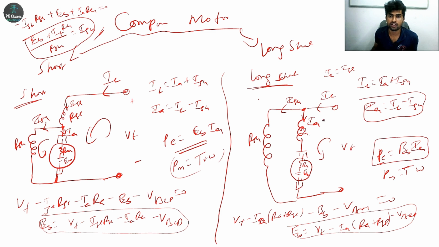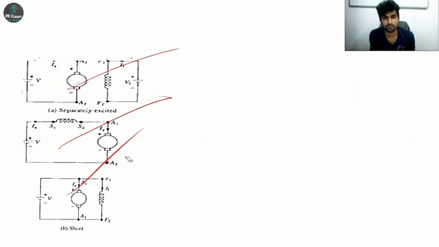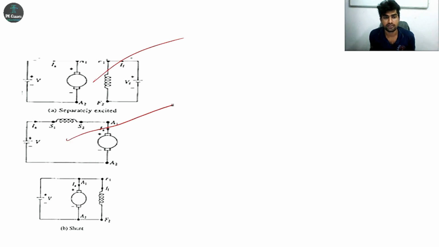How to calculate ISH? ISH is equal to what? Same voltage, right? VT is the same for this branch and this branch, because there is no inductance or resistance here. So ISH is equal to VT by RSH, right? So this is the equation. Once again, see here, separately excited, field winding is separated. Series motor and shunt motor, compound motor is a combination of these two.